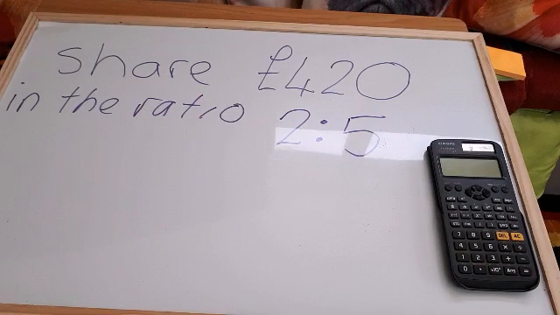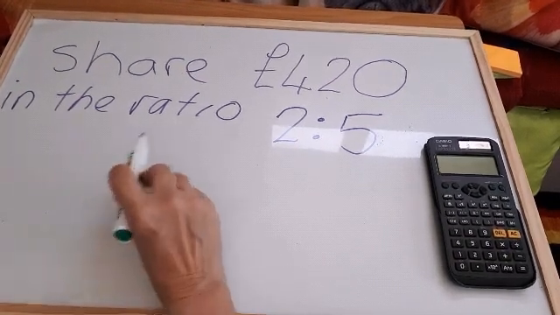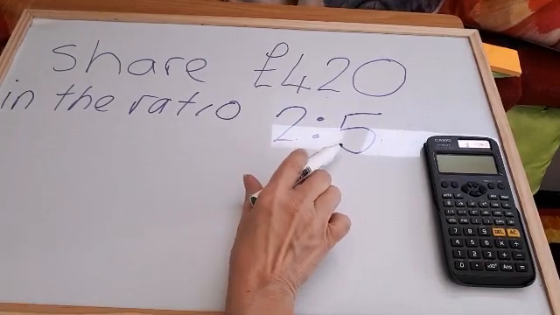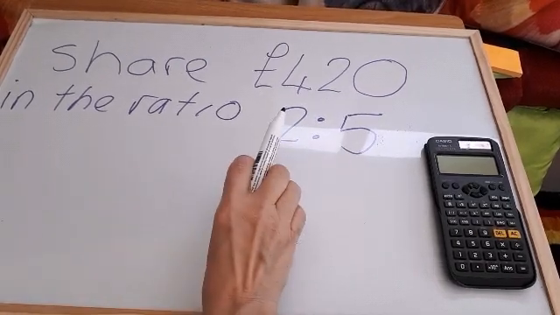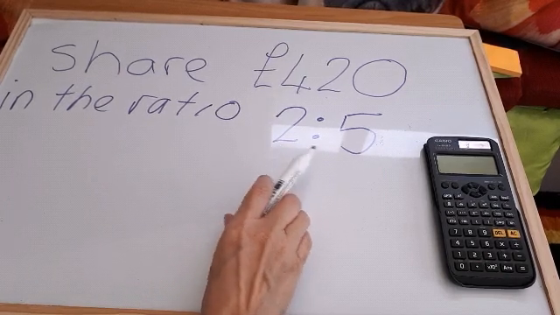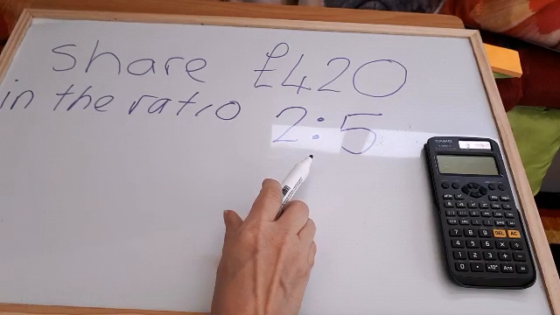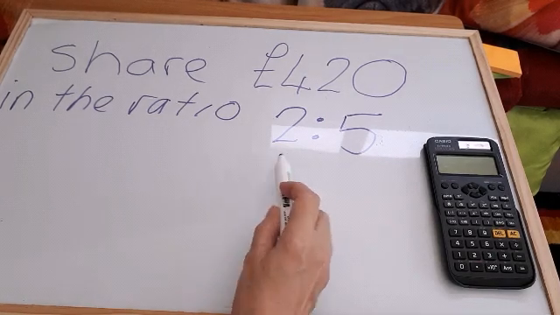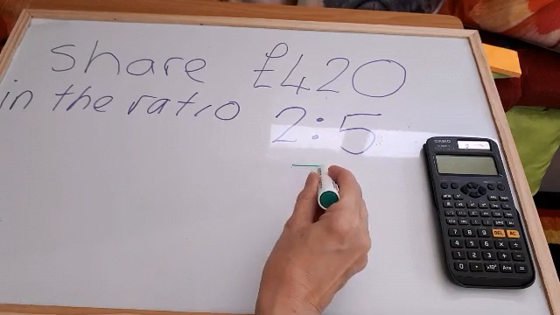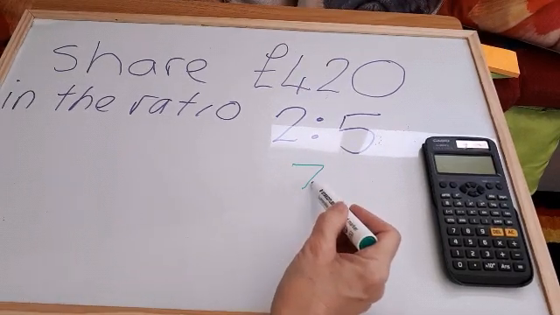Our next problem asks us to share £420 in the ratio 2 to 5. So there's two people sharing 420. The first person gets 2 parts, the second person gets 5 parts. We find out how many parts there are altogether by adding the 2 and the 5. So we're going to share the 420 by 7.